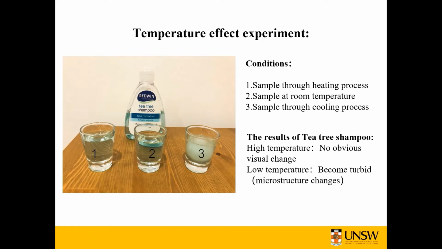The results show that the shampoo is as clear and transparent at high temperature as at room temperature. But at low temperature, the shampoo becomes too white. So this proves that the microstructure of shampoo is stable at high temperature but unstable at low temperature.